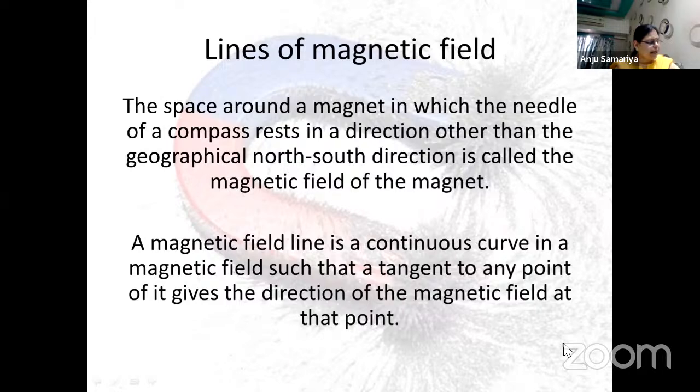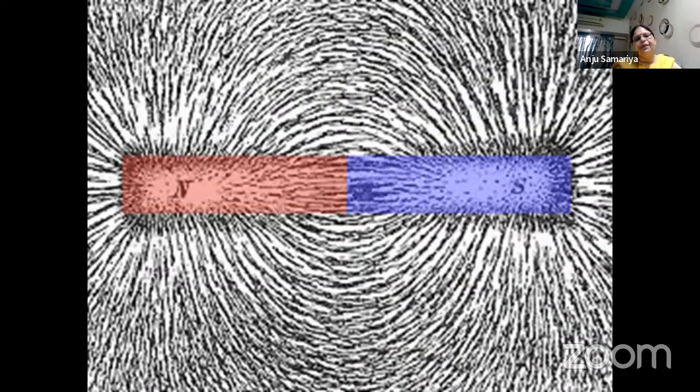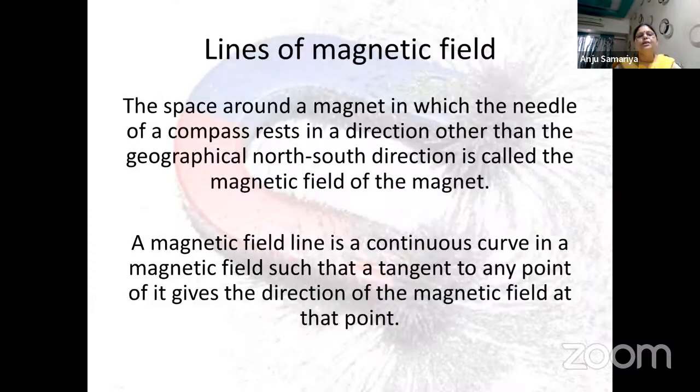Now, look at Figure 10.4. You can see there are continuous closed lines. Can you see these lines? These lines are magnetic field lines. These magnetic field lines are continuous curves in a magnetic field such that a tangent at any point on it gives the direction of the magnetic field at that point.